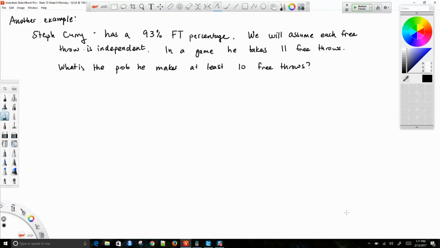Okay, and so in this problem, let's see if we can identify our n, our p, and our x. What is the n in this scenario? N is 11. He's taking 11 free throws in the game. What's our p? 0.93. And what is my x? X is 10 or 11. Okay, because when we're saying at least 10, this means he's going to make 10 or 11. So in this situation, we have an x for 10 and an x for 11.